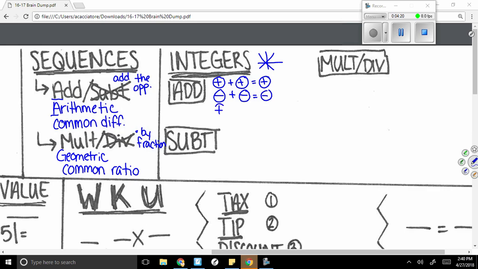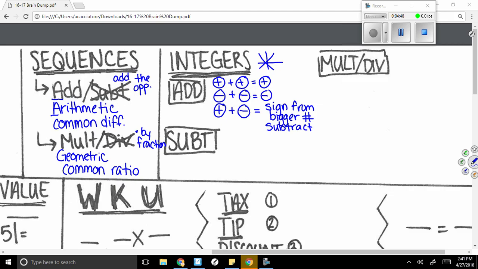Now where it gets a little bit tricky is when you have one of each, so a positive number and a negative number. Then we're going to have two steps. Our first step is to take the sign from the bigger number. And remember, when I say bigger number, I mean the absolute value. And then we're going to subtract.